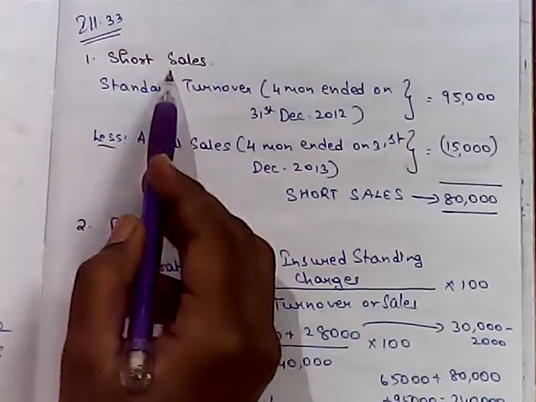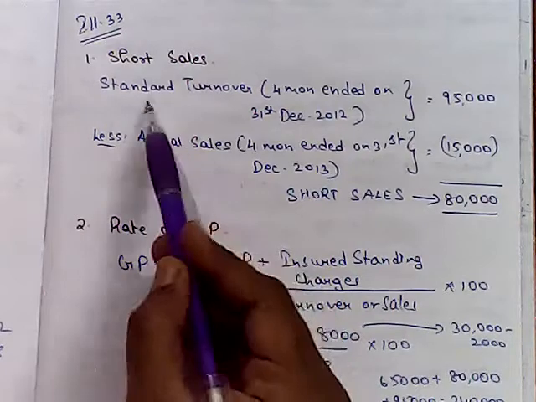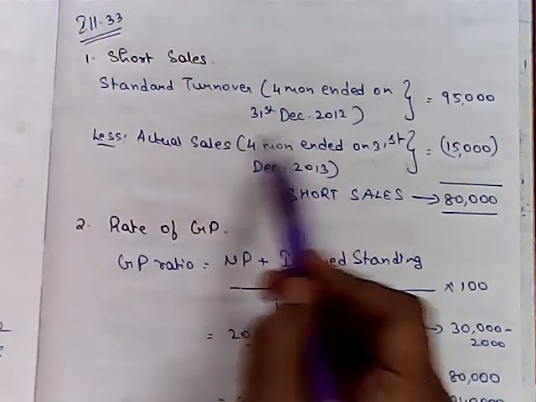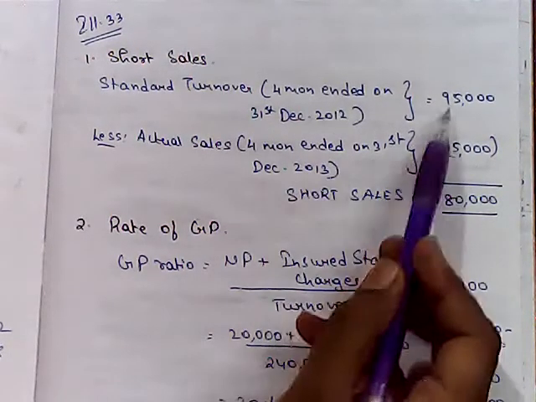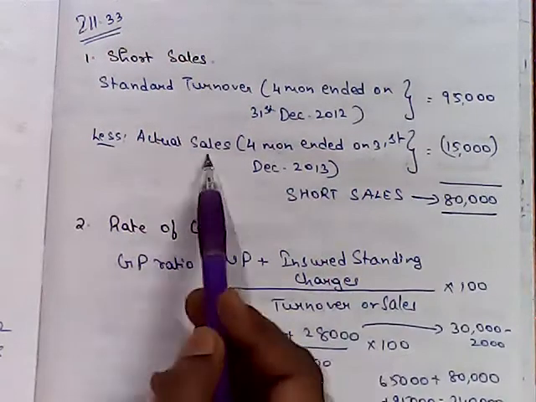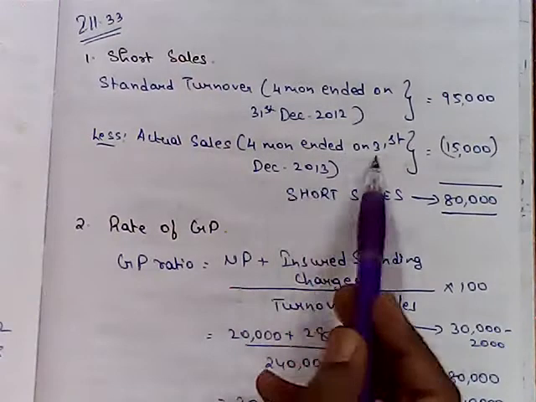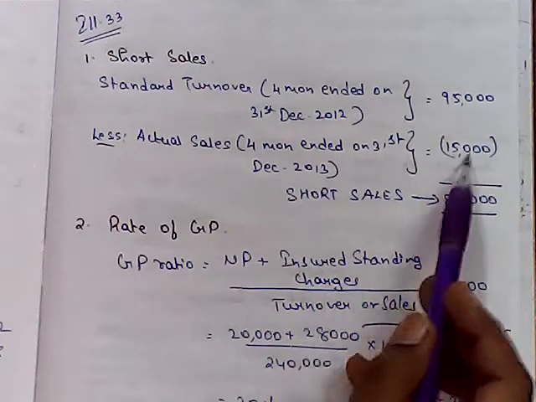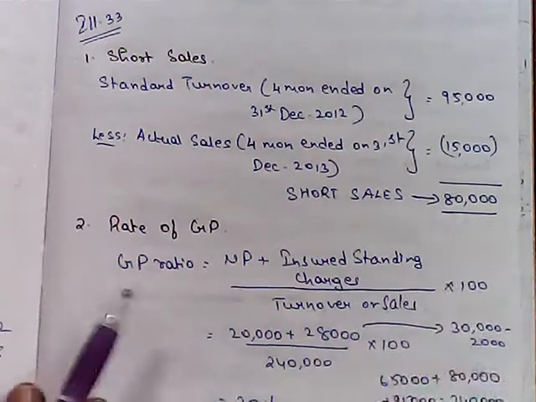First we have to calculate the short sales. So standard turnover, that is 4 months ended on 31st December 2012, is 95,000, less actual sales for 4 months ended on 31st December 2013, which is 15,000. So the short sales is 80,000.